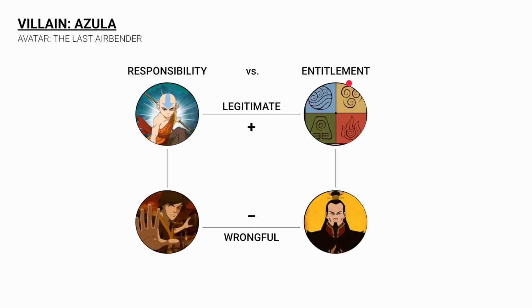And the whole conflict of that episode is Aang going, but that wasn't me. That wasn't my fault, right? You don't actually have entitlement to me. You can't claim that I'm responsible. And that's that whole conflict between responsibility and entitlement.